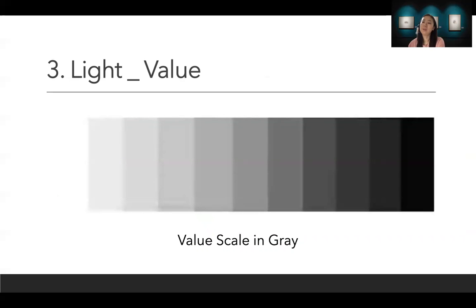And this is a value scale. Value is defined as the relative lightness or darkness of a color. It is an important tool for the designer and artist in the way that it defines form and creates spatial illusions. And contrast of value separates objects in space, while gradation of value suggests mass and contour of a contiguous surface.